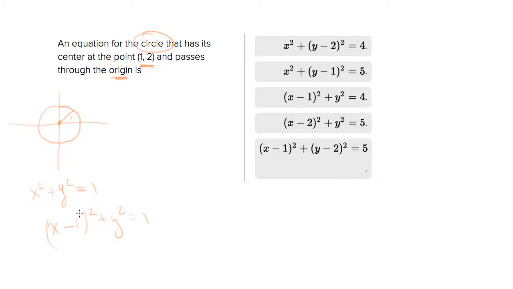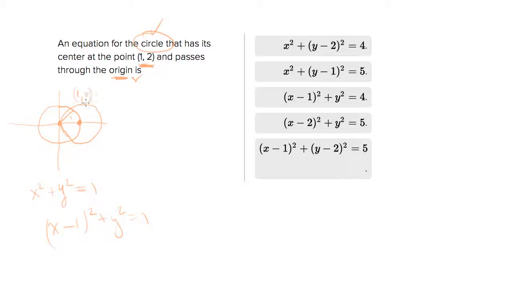This is not the answer, but this would be the equation for a circle that has its center at x equals 1. Actually, I drew that wrong. It's a unit circle, so this is where x is 1. And since it's a unit circle still, because we haven't scaled it at all, it would look like this. Center at 1, and it would actually pass through the origin. So it meets 2 of our criteria. It's a circle, and it passes through the origin. But it does not have its center at the point 1, 2. This is actually the point 1, 0.